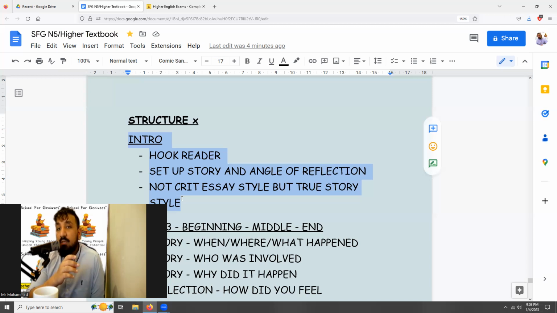Also, what the introduction needs to do is it needs to have some kind of setup for the story. So it needs to give the reader a basic idea that this is going to be an essay which reflects about my first day at school or whatever. So basically, just a basic picture of what the essay is actually going to be talking about, i.e., what the story, what the event is, and then also what the angle of reflection is going to be.